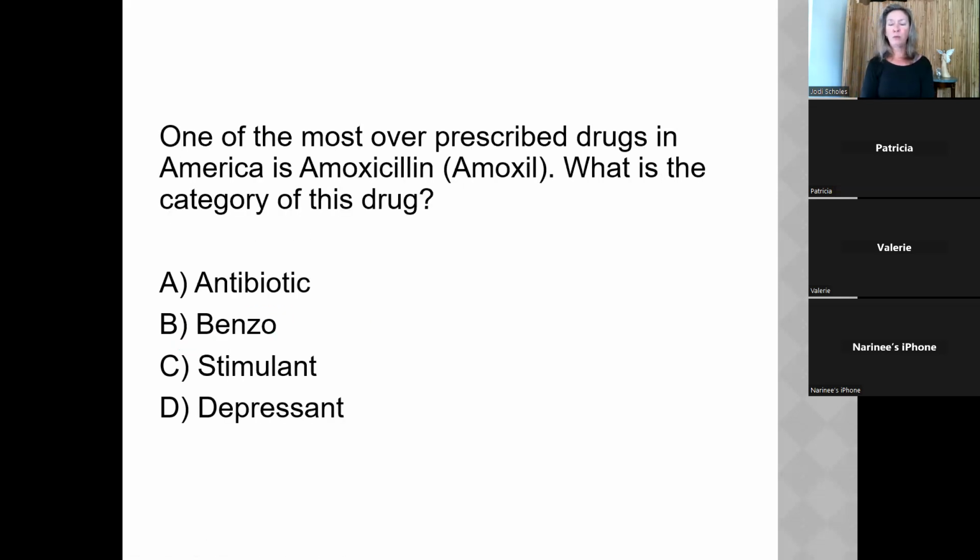One of the most overprescribed drugs in America is amoxicillin. What is the category of this drug? A, antibiotic. B, benzo. C, stimulant. D, depressant. What is the category of amoxicillin?